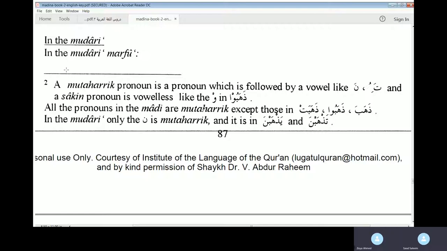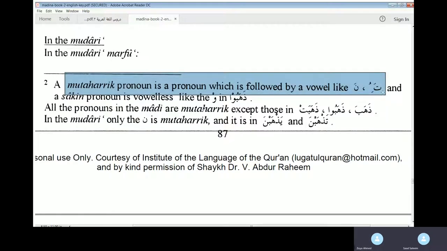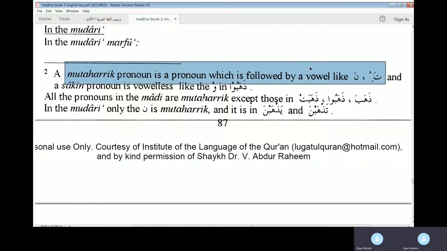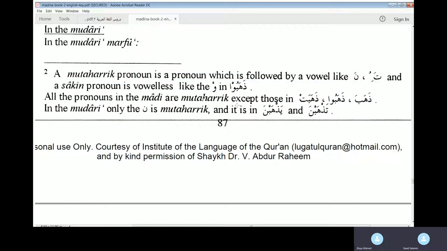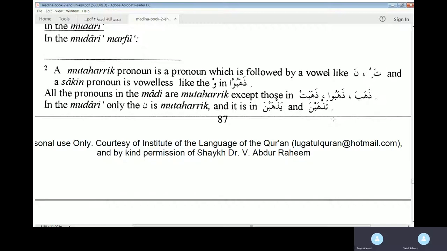The mutaharrik pronoun is a pronoun which is followed by a vowel, like na or ta, ti, tu, and a second pronoun is vowelless, like the waw in dhahabu, the waw in dhahabu. All the pronouns in the mazi are mutaharrik except those in dhahaba, dhahaba, dhahabu. In the mudari only the nun is mutaharrik, and it is in yadhhabna and tadhhabna.